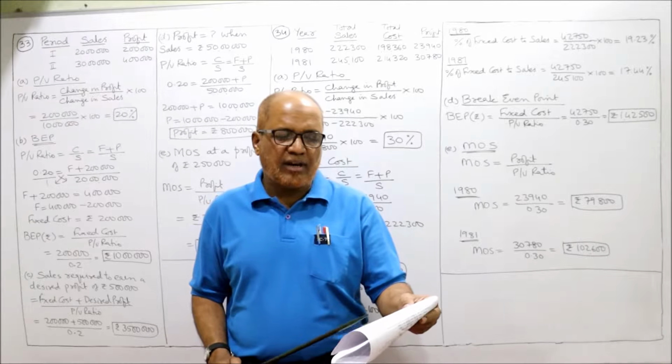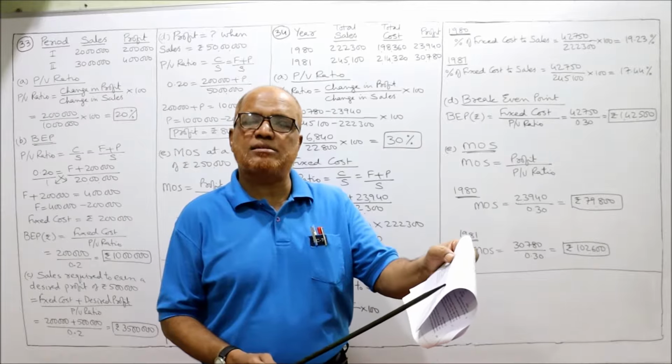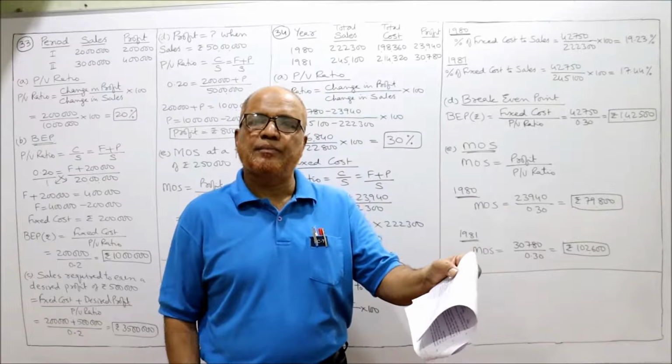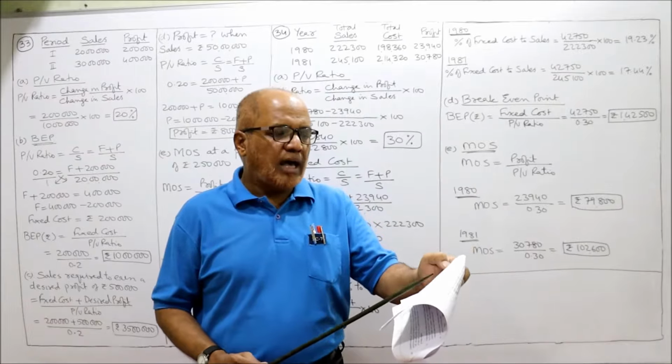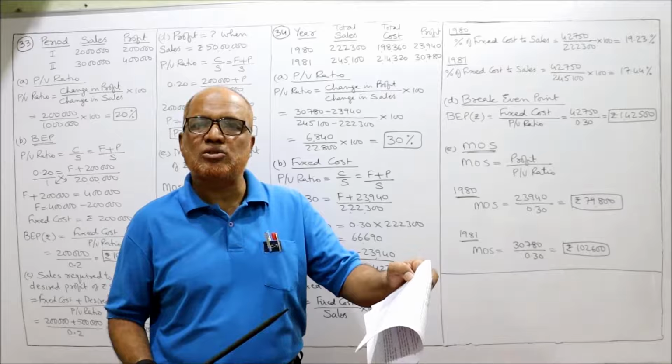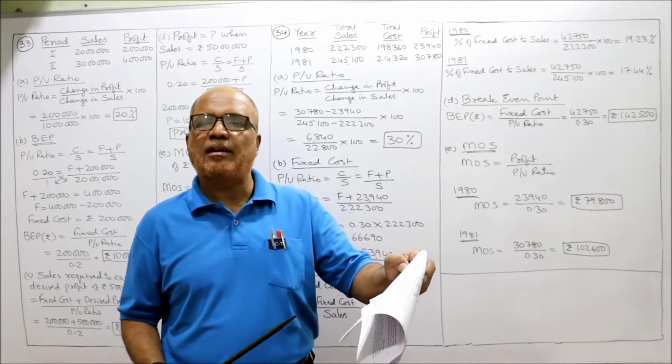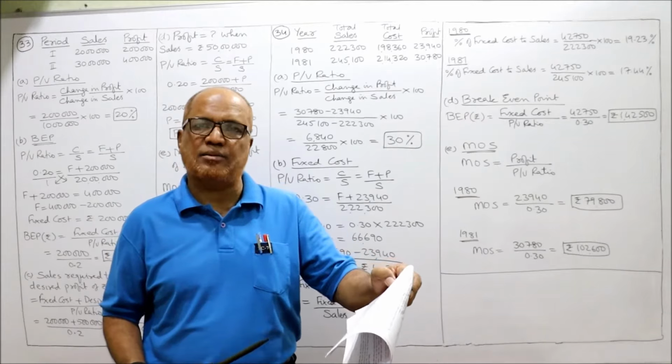Second year 1981. Total sales are 2,45,100 and total cost is 2,14,320. Minus कर देंगे, sales minus total cost, we will get the profit. Exactly similar. Now, assuming stability in price, with variable cost carefully controlled to reflect the predetermined relationship and an unvarying figure of fixed cost, calculate.